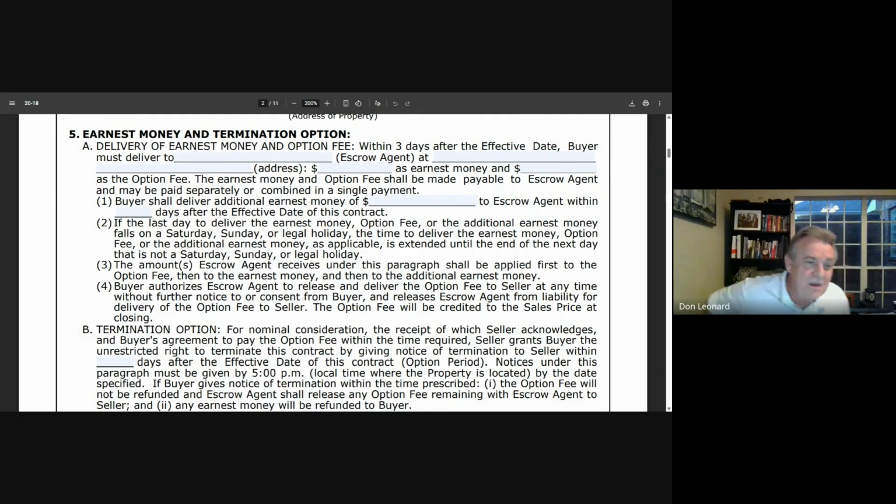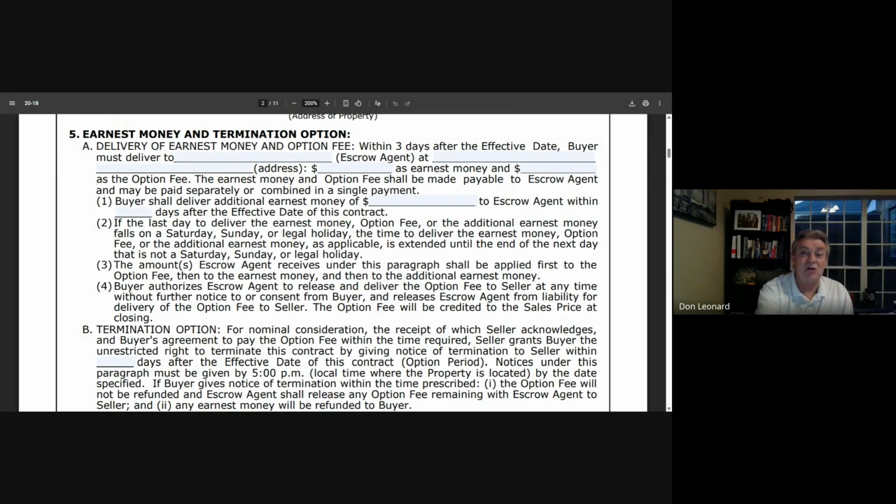Okay, all right. So the second one does talk about what we've already discussed. If that last day happens to fall on a Saturday, Sunday, or legal holiday, then the time is going to roll forward automatically to the next day that is not a Saturday, Sunday, or legal holiday. So that is an automatic extension there. And you notice there is no time frame here. They don't put something like by 5:00 p.m. on the third day of whatever day it happens to be.